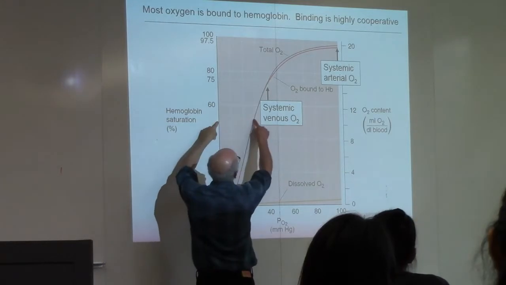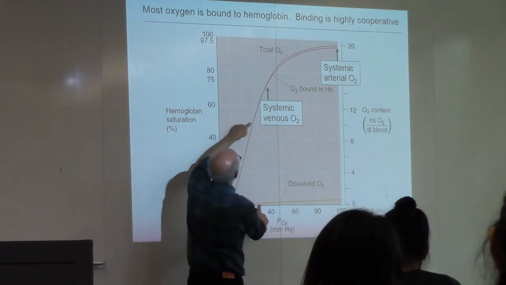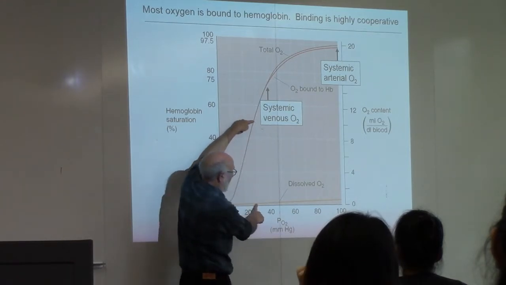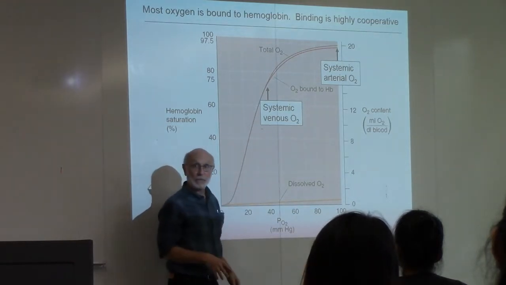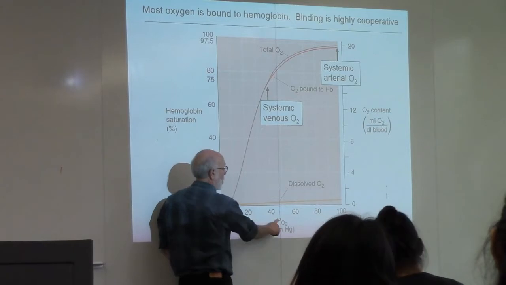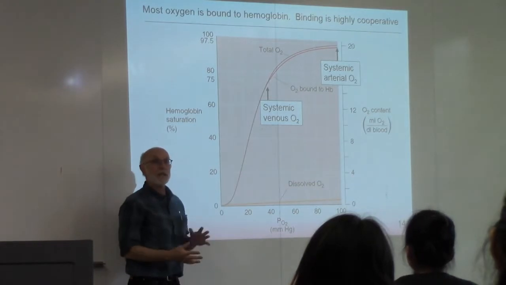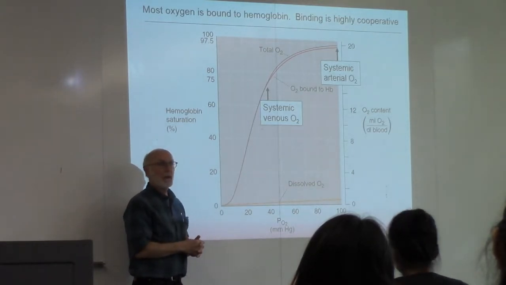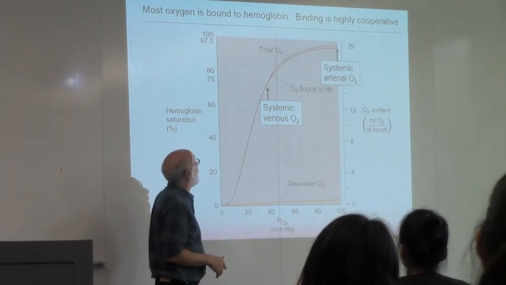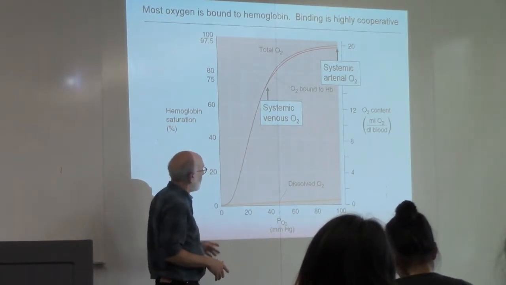If there is 30 millimeters of mercury of oxygen, about half, well, let's see, 26 or whatever. It's not a number to know. I'm just using the curve. At a relatively low partial pressure of oxygen, only about 25, hemoglobin is 50% saturated. We're dead down here, by the way, at least if this is arterial partial pressure of oxygen.